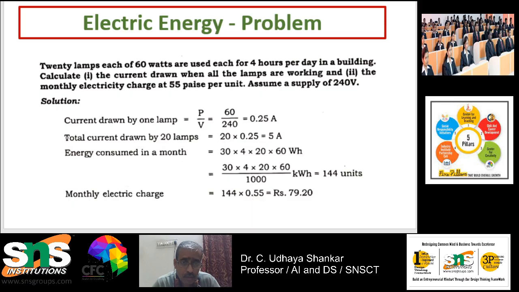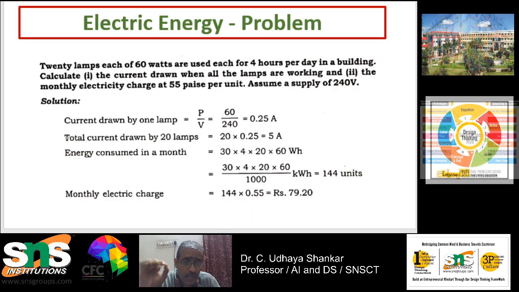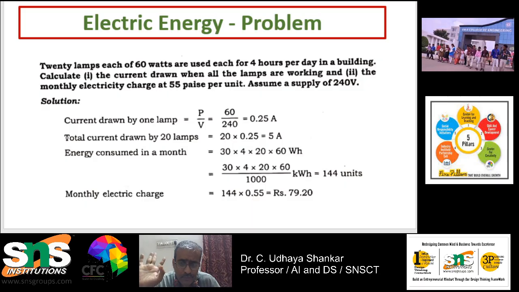See, for example, in this problem I have taken 20 lamps. Each lamp has a rating of 60 watts. Okay, 60 watts, that is nothing but the power. And it is used for 4 hours per day in a building.